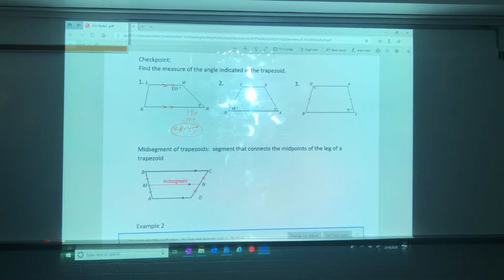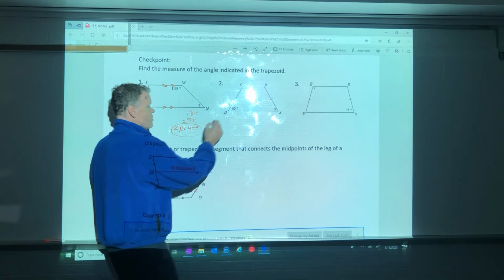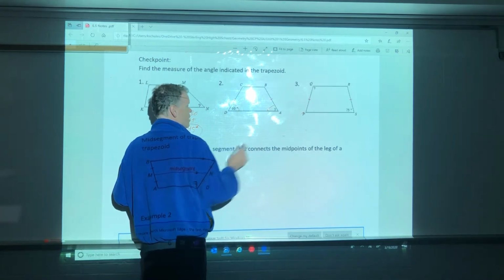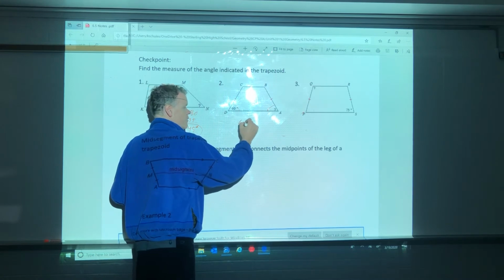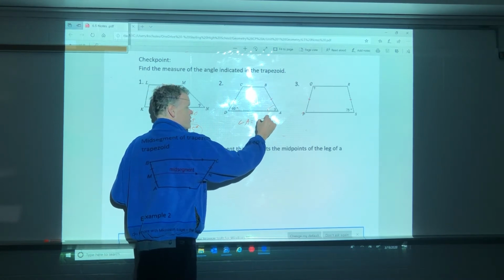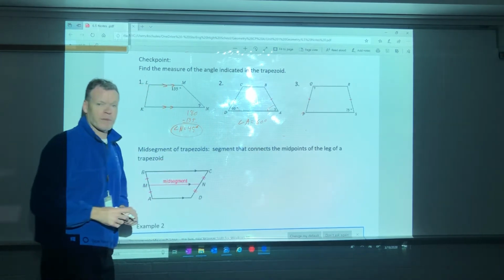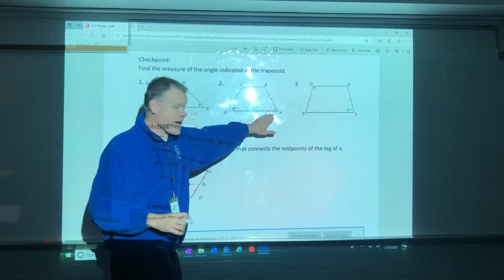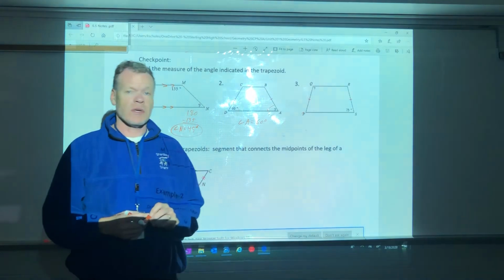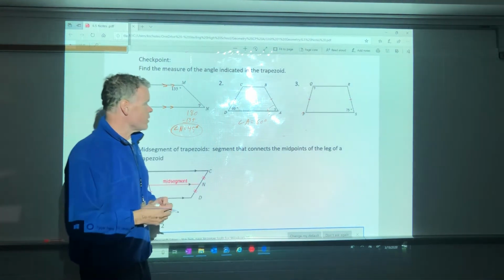Next, we look at an isosceles trapezoid, and this is an easy one. We know with an isosceles trapezoid, your base angles here are going to be congruent. So D is 60 degrees, you know angle A is going to equal 60 degrees. That's a quick one, but that just comes from knowing that the base angles of an isosceles trapezoid are going to be congruent.